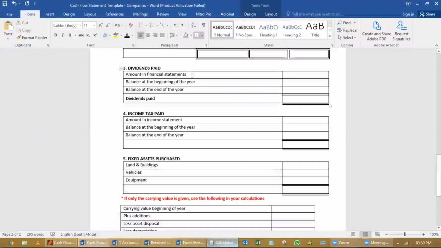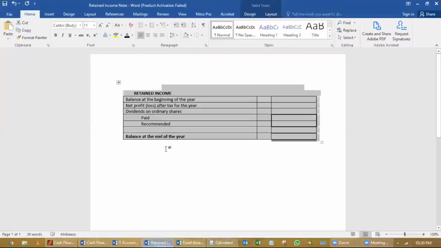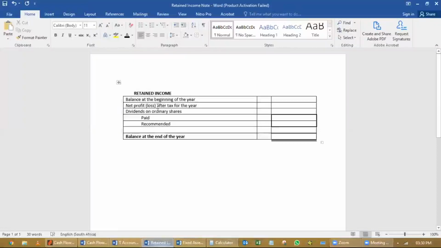Now this amount, you will know that it's normally found on the notes to your balance sheet. Right, it's not found on the income statement, it's not found in the balance sheet. This amount is found in your notes. More specifically, it will be found in your retained income note. So if you look here, this is what your retained income note would look like. You see here, here's our dividends on ordinary shares. It's made up of our paid dividends, our interim one, and then our final dividend that was declared. Right. But we don't have this note in this example. They didn't give us this note.